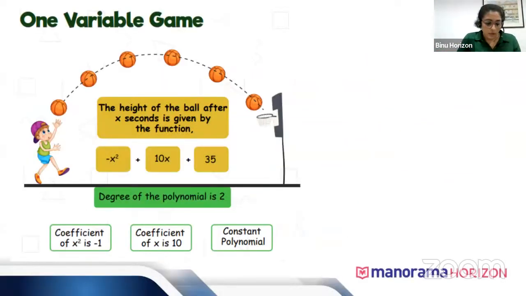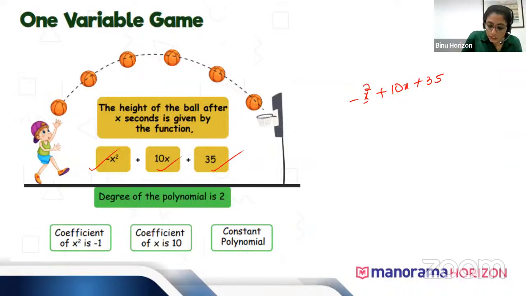Suppose you consider this, a one variable game. It's actually a flashcard I have taken for this particular chapter. Suppose the height of the ball after x seconds is minus x square plus 10x plus 35. From this polynomial, what all things can we deduce, or what all things do you understand from this?